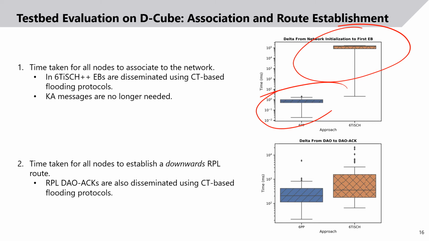Secondly, we're looking at the time taken for all nodes to establish a downwards RPL route back to the nodes within the mesh network. And we see that although maybe not quite as significant a difference as in the first case, within synchronization and association to the network, we still massively improve on the standard 6TiSCH protocols.